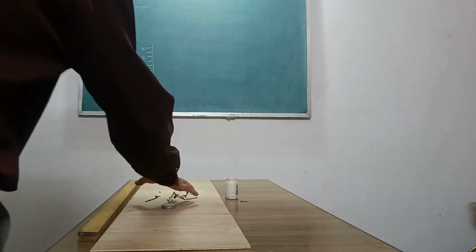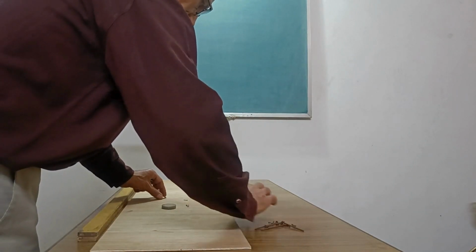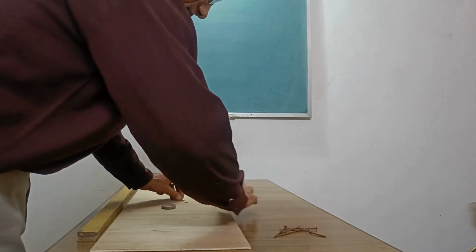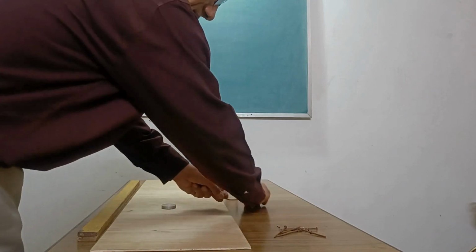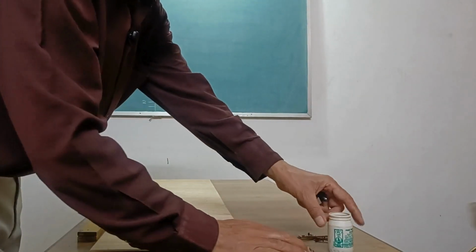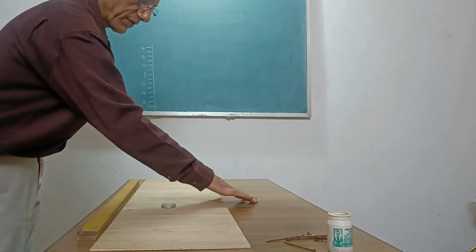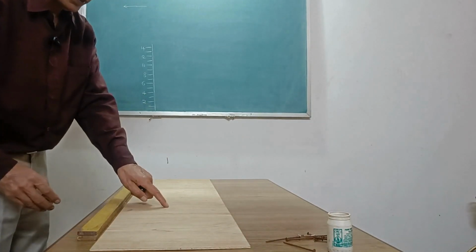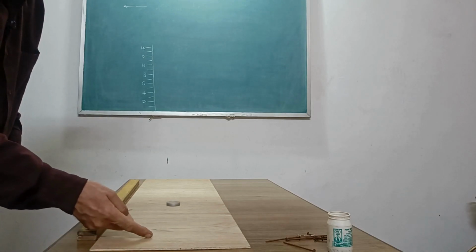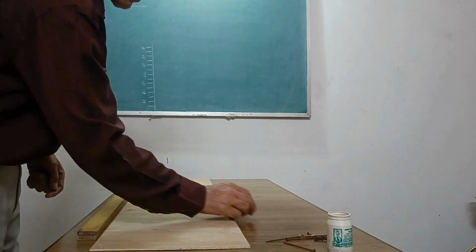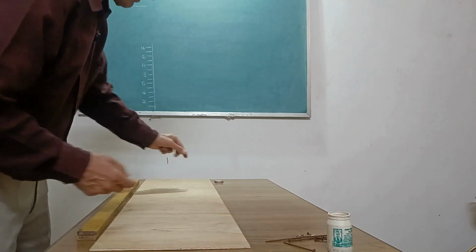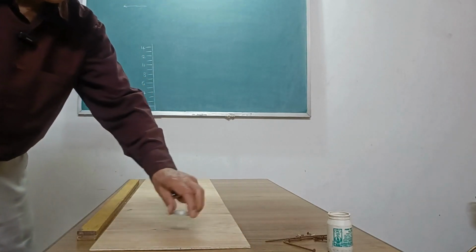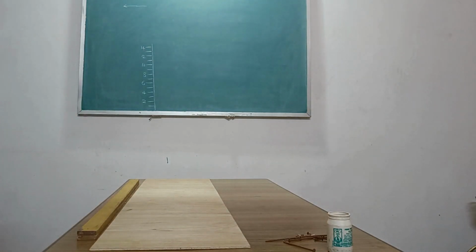Now we will have a frictional force over here. Just see this surface, the surface of the table is smoother than this. So if I strike it, it stops over here. If I strike the same, it goes there. So here the frictional force is less, and here the frictional force is large.